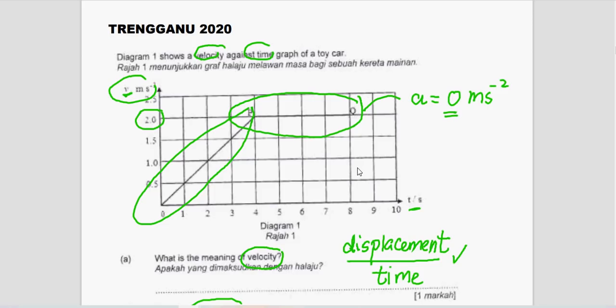What is the value? So you calculate the gradient. Okay, calculate gradient. Berapa gradientnya? Okay, this part lah. It means 2 divided by 4. Okay, that will be the acceleration for O until P.